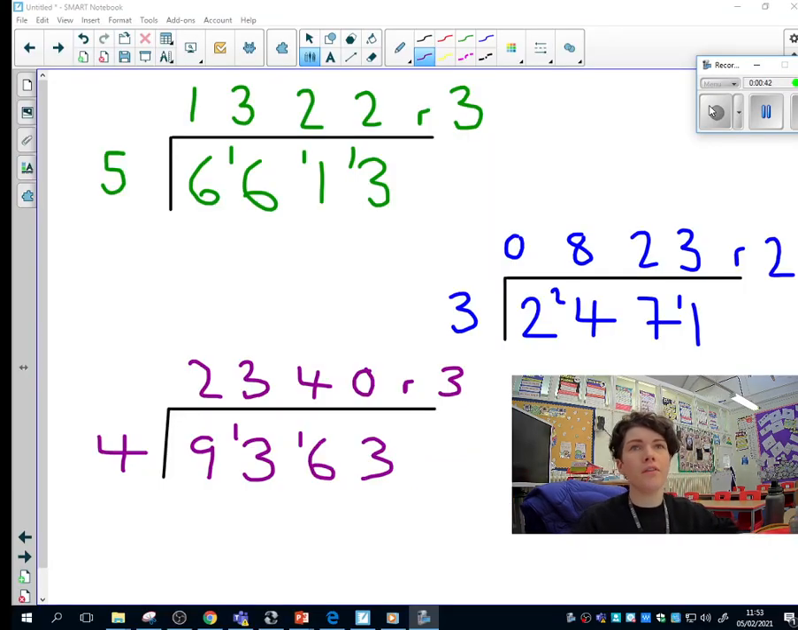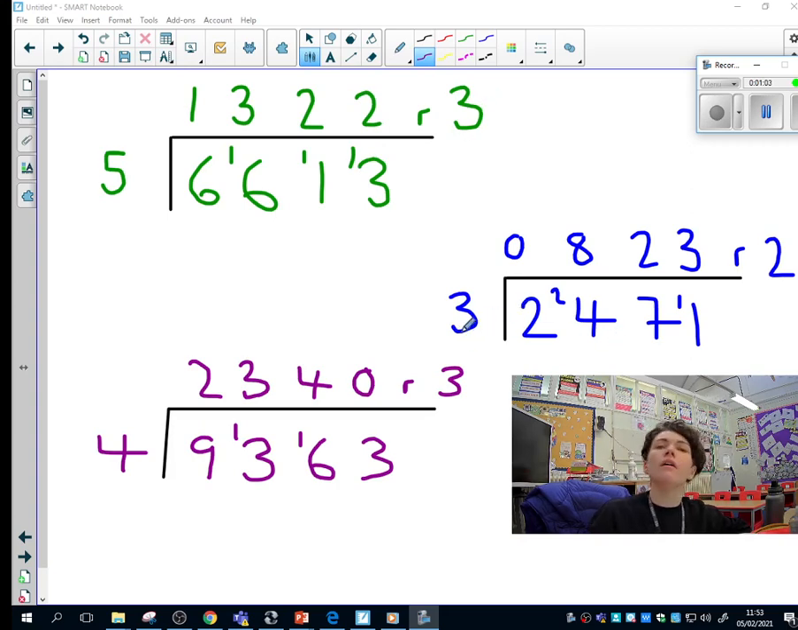Here are your answers up on the screen, and I've worked them out. 5s into 6 goes once, carry it on over. 5s into 16 goes 3 times with 1 left over. 5s into 11 go twice, 1 left over. 5s into 13 goes in twice, and we're left with a remainder of 3.